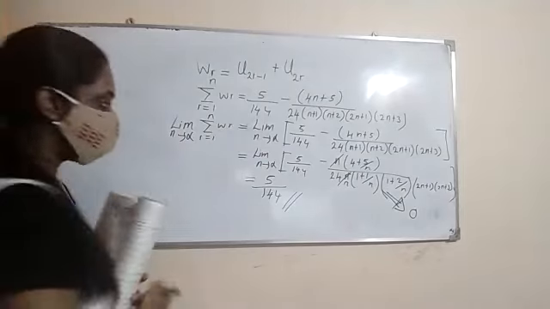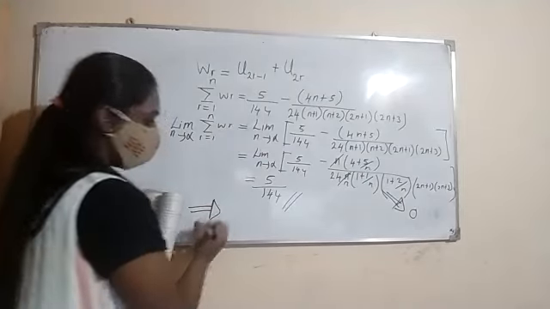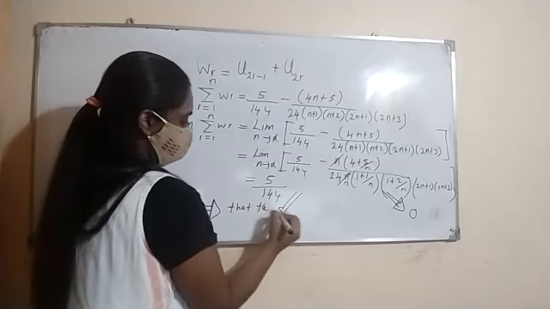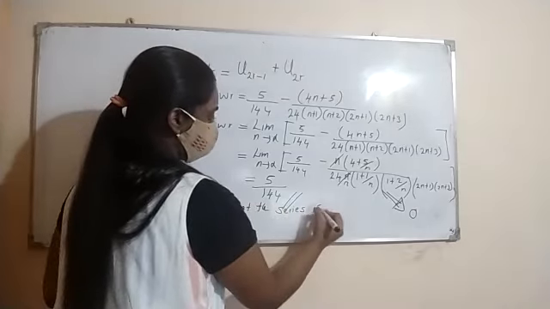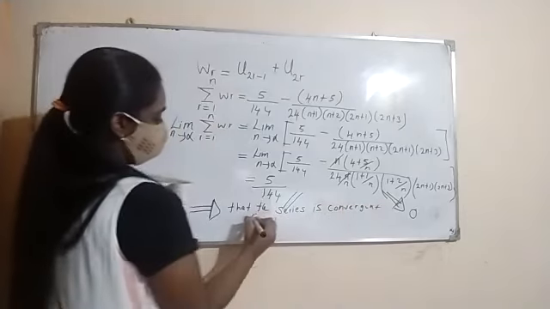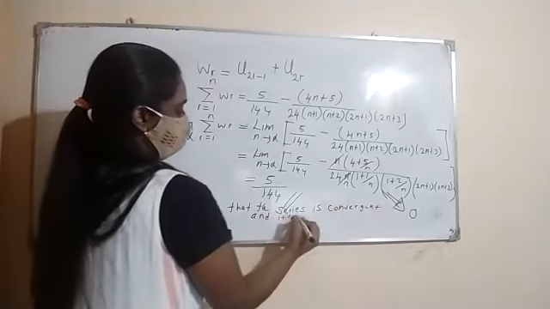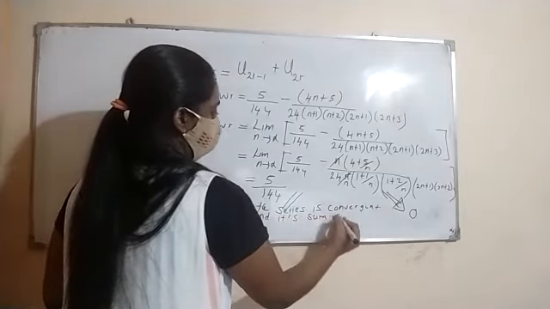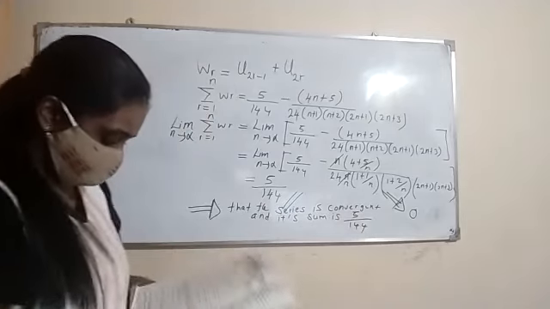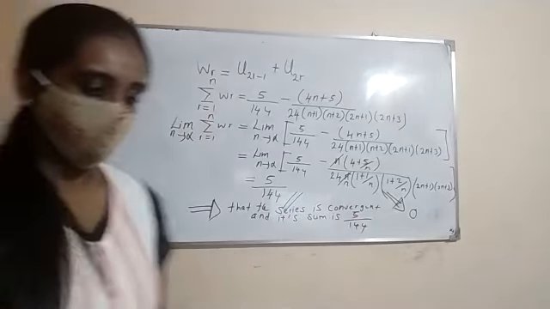Then what we can say? This implies that the series is convergent, and its sum is 5 over 144. So that's all. Simple question.